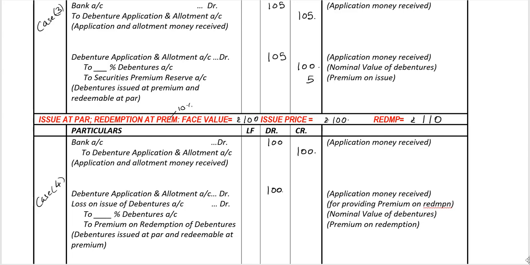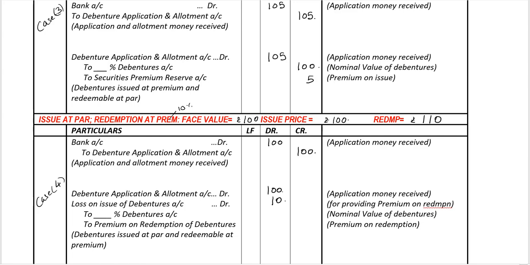Now at the time of redemption, we need to pay 10 rupees extra, more than the face value of the debenture. Now this is a loss for the company, and as per Prudence concept of accounting, we need to provide for this loss at the time of the issue entry itself. So while providing for the loss, we will debit loss on issue of debentures account with rupees 10, which is the loss which we will incur at the time of redemption of debentures.